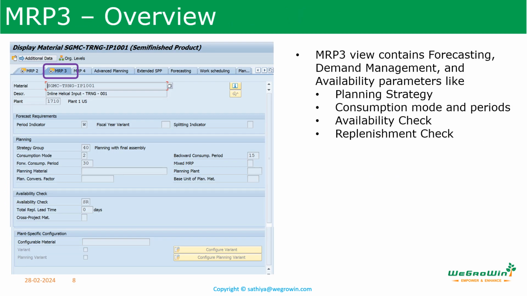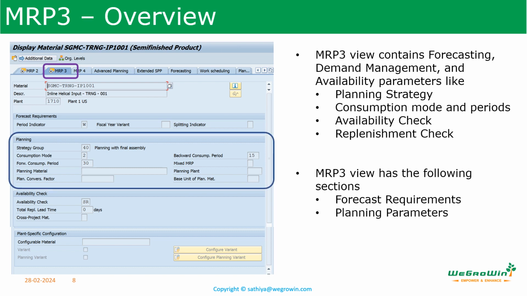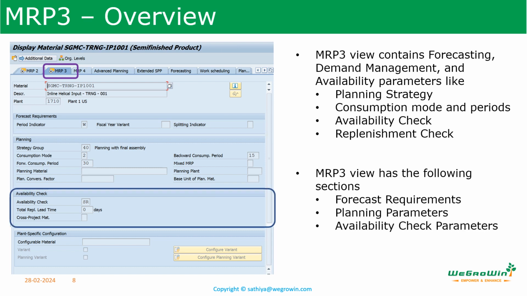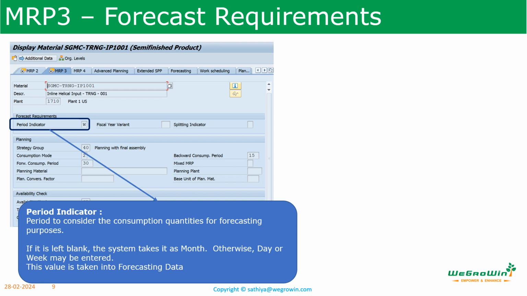MRP3 view contains details related to forecasting, demand management, availability parameters like planning strategy, consumption mode and periods, availability check, replenishment check, etc. MRP3 view has the sections: forecast requirements, planning parameters, availability check parameters, and plant specific configuration details. Now we'll see the forecast related parameters.